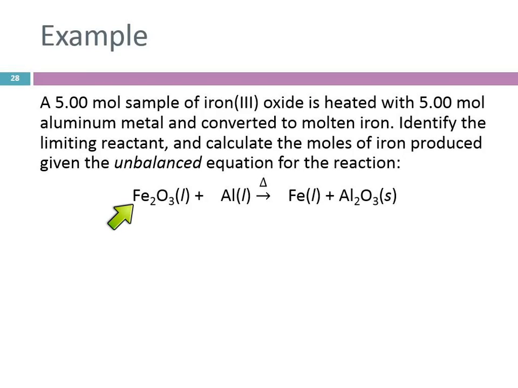Balancing, let's see, 2 irons. So we need to fix that over here, put a 2. 3 oxygens. Hey, that's nice. 1 aluminum, 2. We can fix that. Okay, so we got a balanced chemical equation. And now it's telling us we have 5 moles of that one and 5 moles of this one. And it's asking moles of iron. Question mark, moles.